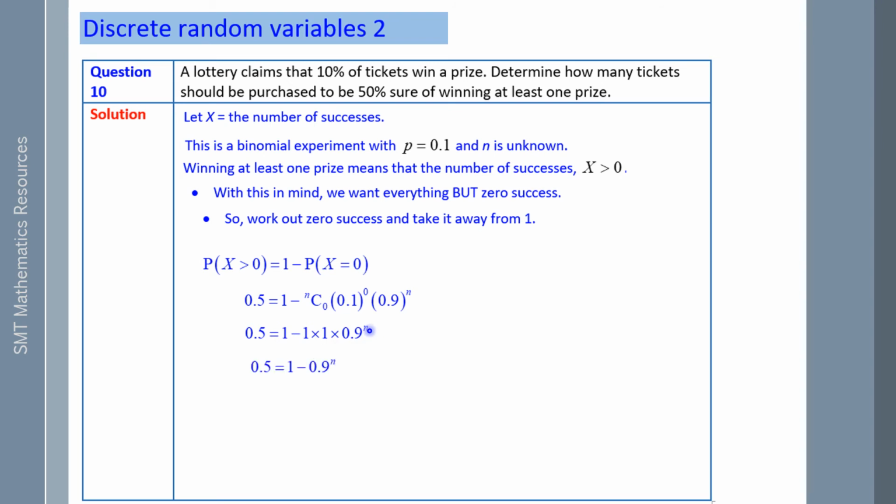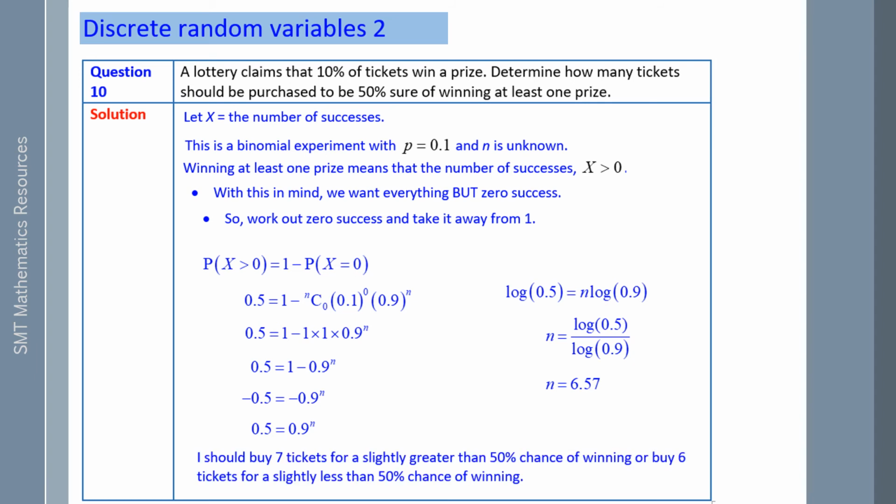Simplifying this, I have 0.5 equals 1 take 0.9 to the power of n. If we rearrange and take 0.5 from both sides and then add 0.9 to the power of n to both sides, we get 0.5 equals 0.9 to the power of n. Now we could solve this using logs. We take the log of both sides, log base 10, and it's log of 0.5 divided by log of 0.9, so n equals 6.57. So I should buy 7 tickets for a slightly greater than 50% chance of winning, or buy 6 tickets for a slightly less than 50% chance of winning.